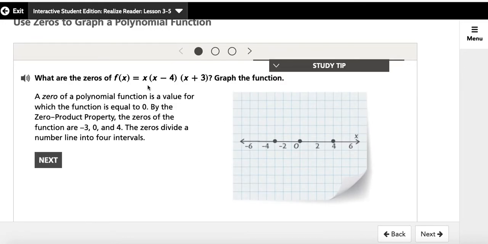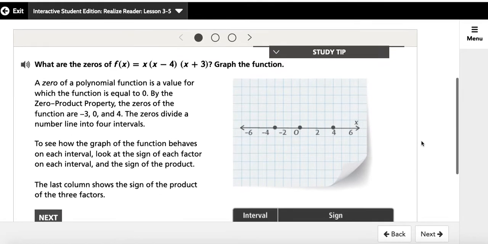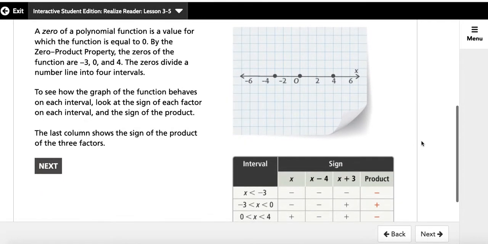Well, the zeros from the zero product property: x could equal 0, x minus 4 could equal 0, and x plus 3 could equal 0. So that gives us the zeros of negative 3, 0, and 4. Next, to see how the graph of the function behaves on each interval, we look at the sign of each factor on the interval, the sign of the product.